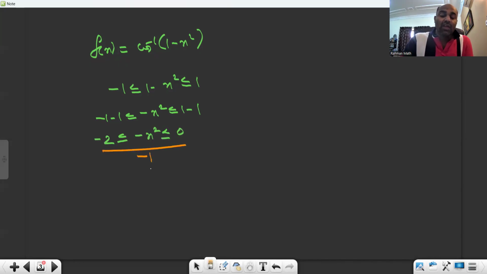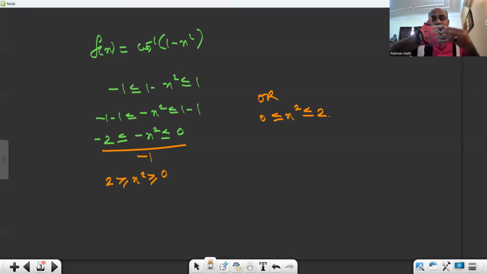Again, 11th standard. When you are dividing by -1, the inequality will reverse. I hope everybody knows that. 2 greater than or equal to x square greater than or equal to 0. Or we can write, both are the same only, 0 less than or equal to x square less than or equal to 2. I just flipped it like this. When you are dividing by a negative number, the inequality will reverse. 11th standard linear inequalities. Now we can draw the number line.